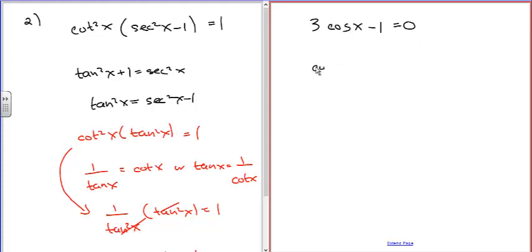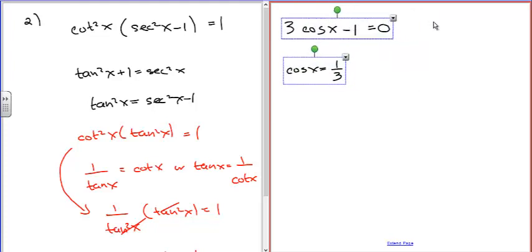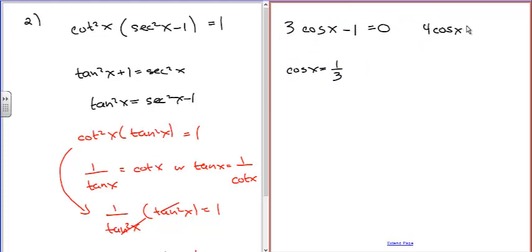So you get the cosine of x is positive 1/3. If you solve for it, because this goes to the other side, it becomes positive 1. Divide both sides by 3. And then you've got the other factor, which is 4 cosine of x plus 1 equals 0. If you solve for the cosine of x, you get negative 1/4.